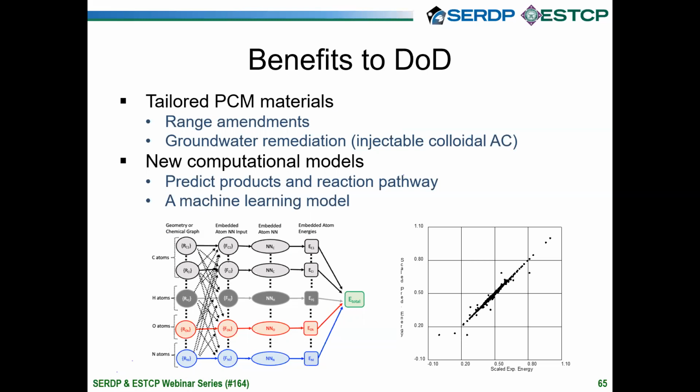There's one aspect of this project I didn't get the chance to talk about, which is the computational side. We're currently in the process of developing new computational models, including one quantum chemistry model and a machine learning model, to help us predict products and reaction pathways for hydrolysis in heterogeneous systems. Previous work has been exclusively focused on hydrolysis in homogeneous system.